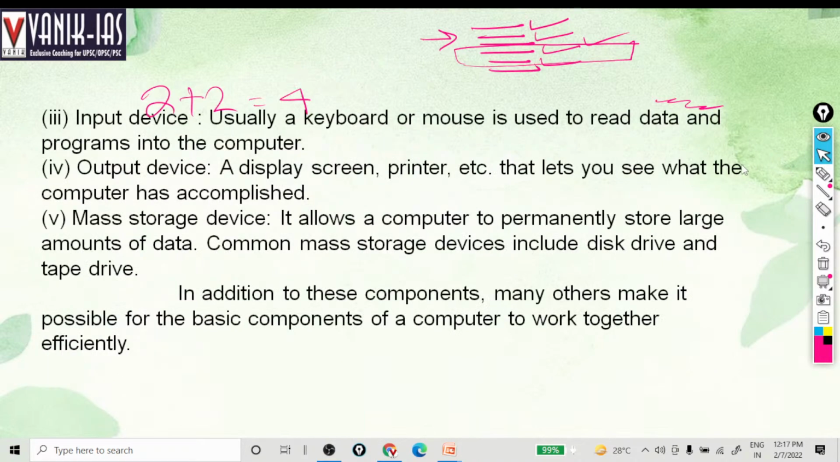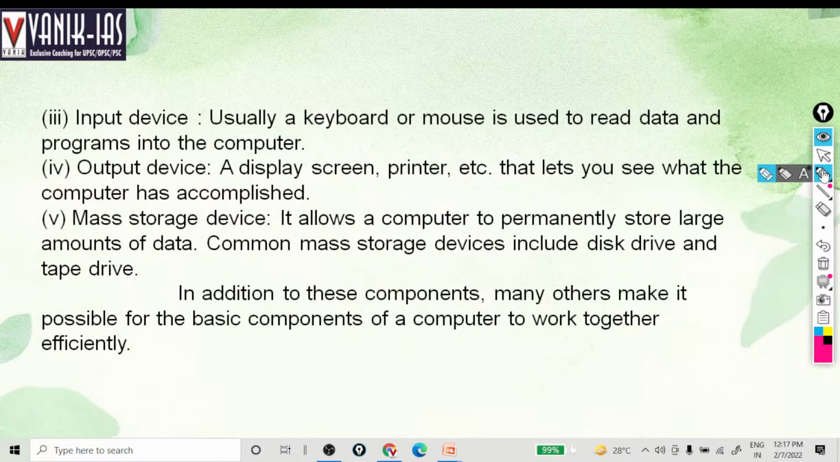Next we'll see something called an input device. What do you mean by input device? Usually the keyboard and mouse are used to read data and programs into the computer. Suppose you write. Now we also have the touch screen, which is also an input device. Before the touch screen, we used a keyboard to scroll and then click, or the mouse, going to a particular option and left clicking on it, right? By that you are giving input to the computer that your food is delayed. That is the input, right?